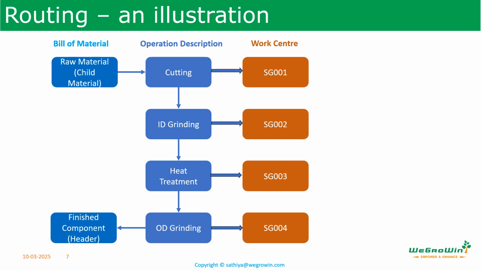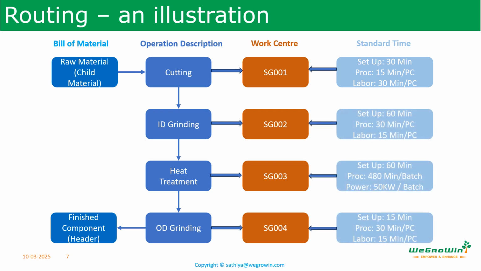Now each operation under each work center, what is the timing it is required? So it is defined as the standard time. For example, in the first work center, setup time is 30 minutes. And to process one piece, it takes 15 minutes. And labor, it takes 30 minutes per piece, meaning labor minutes. It may be 2 labor, each labor per 15 minutes is required, like that. Like this, we have to define the standard time for each work center. This is completing the basic of a routing: the bill of material, what are the operations, work center, and the standard time.